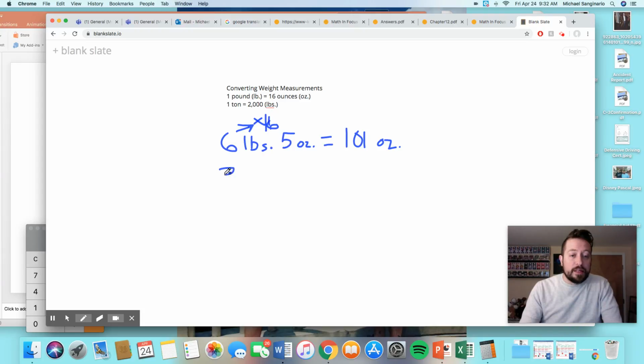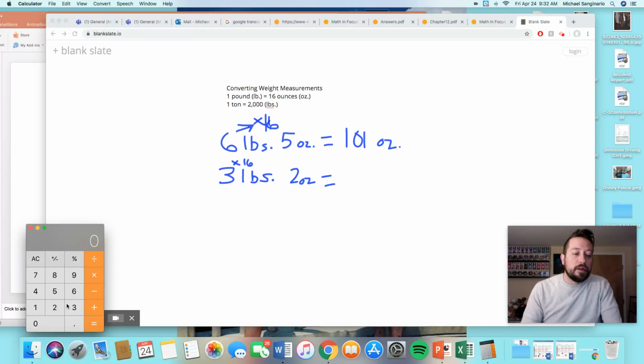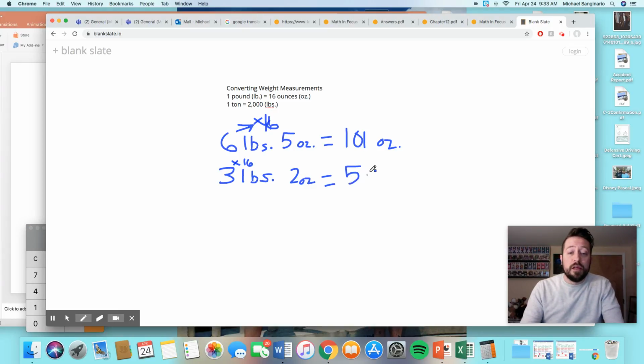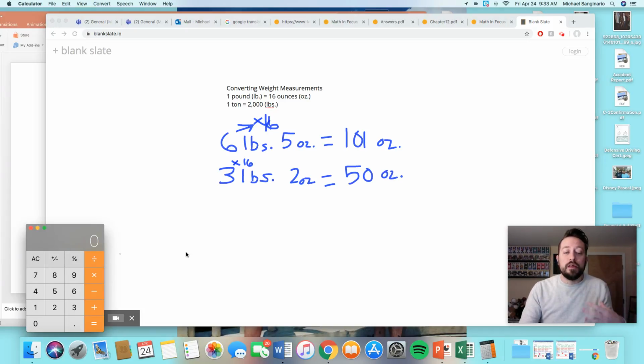If I had, say, 3 pounds and 2 ounces, okay? Again, we're going to multiply the 3 by 16. So I'm going to go back, clear my calculator. I'm going to do 16 times 3, which is 48, plus 2 more, 49, 50. So that would be 50 ounces. Okay? So it's not too hard, and especially with the assistance of the calculator, I think you'll be doing okay.